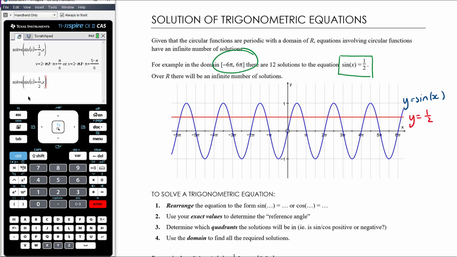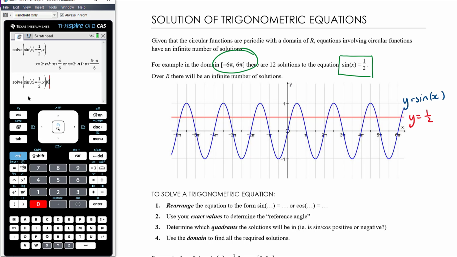You can't put anything else inside that bracket. This is the most common mistake students make. They try to put their domain restriction inside the solve function. So solve, just as usual, nothing changes about solve, close the bracket to the solve function. After that, we want to say, given that, so control equals, given that, and let's say 0 to 2 pi.